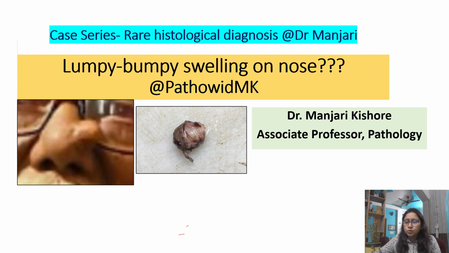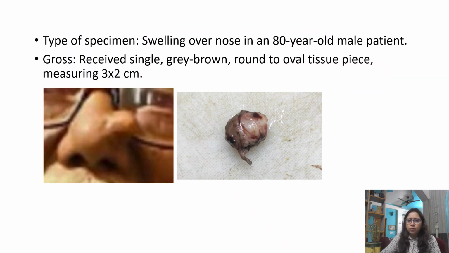So let's start. Today's case is a lumpy bumpy swelling on the nose. Just a word I have used so that it becomes a bit catchy. This is the clinical picture I am showing you. This elderly male has a lumpy bumpy swelling over his nose on the left side, and this was the gross specimen. It was a swelling over the nose in an 80-year-old male patient, clinically excised by the surgeon, and we received this specimen.